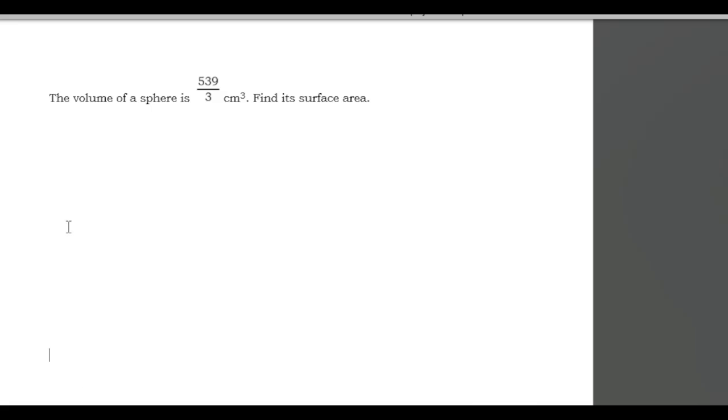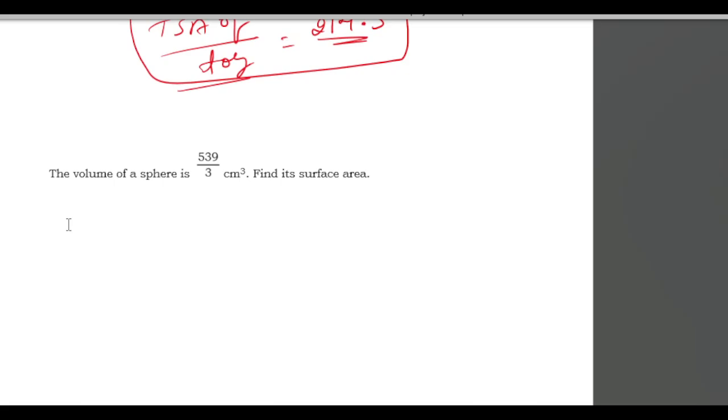Volume of a hemisphere. So what is the formula to calculate the volume of a hemisphere? The formula for the volume of a hemisphere is 4 by 3 pi r cube, which is equal to 539 by 3. On the right side and left side, the 3 gets cancelled. What remains? 4 pi r cube is equal to 539.